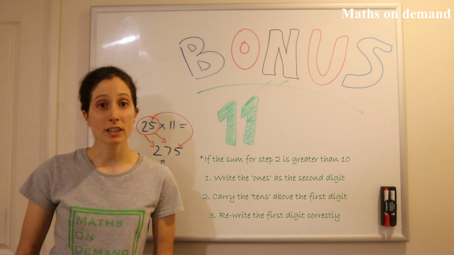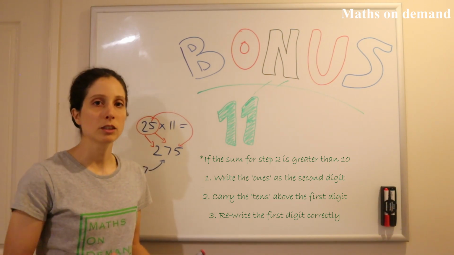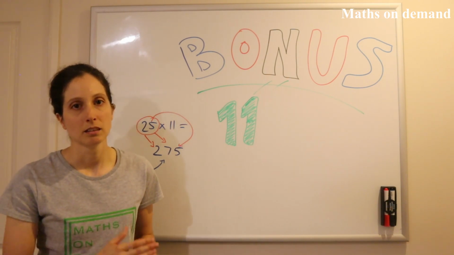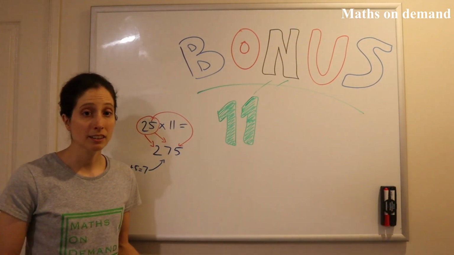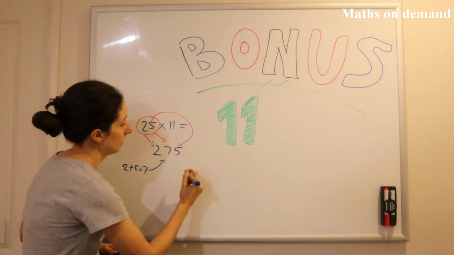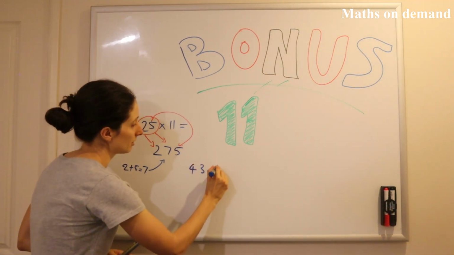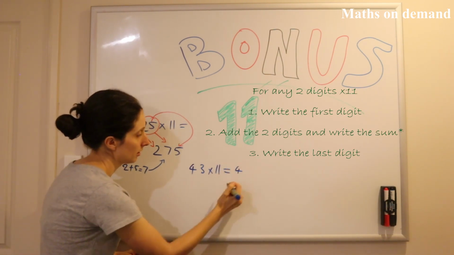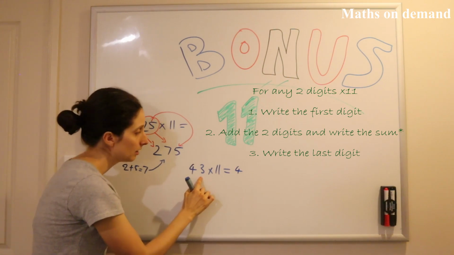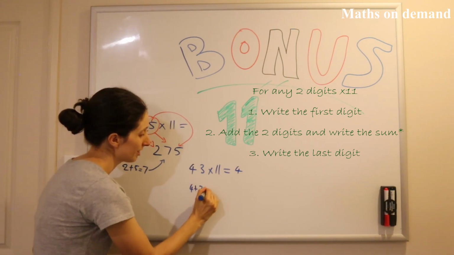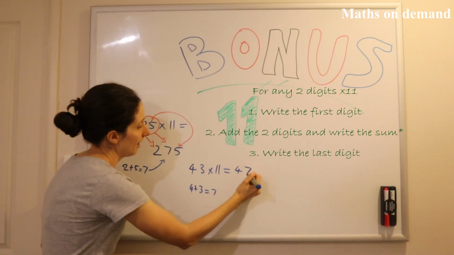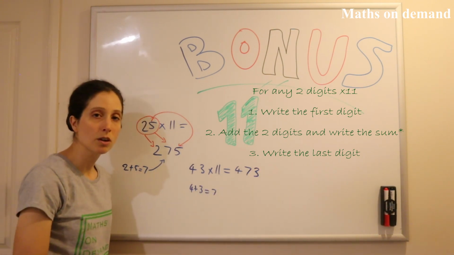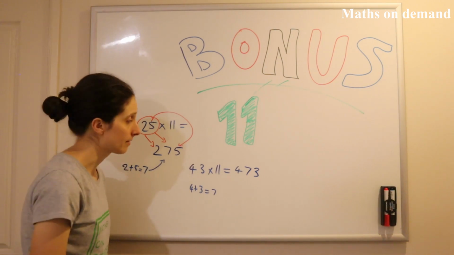If you want to do 3 digits, then you follow the same idea, but you're going to have to add things more times. Let's try another one. 43 times 11. Okay, first digit, add the 2 together, 4 plus 3 also equals 7, and then write the last digit. So our answer is 473.